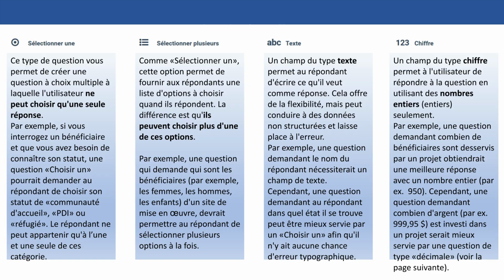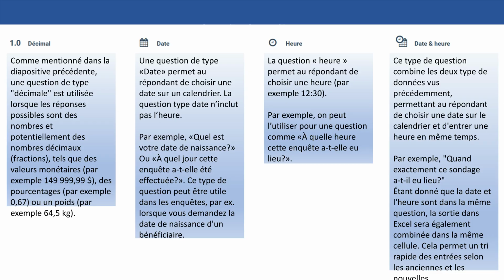The Select One type allows only one response. Select Multiple permits multiple answers. Text allows free-form text input. Number restricts input to whole integers. The decimal type is for numbers with fractions, like monetary values or percentages. Date allows calendar selection, while time allows choosing a specific time. Date and time combines both fields.